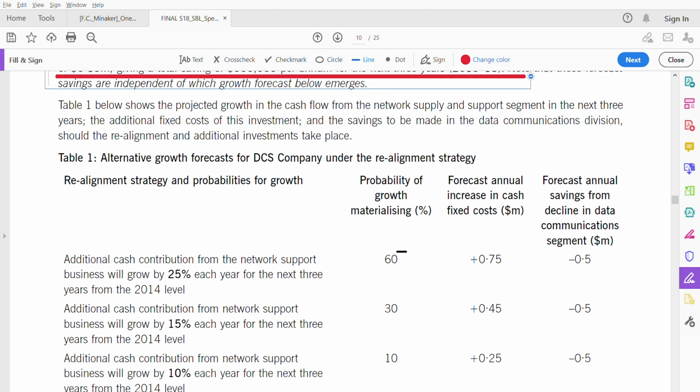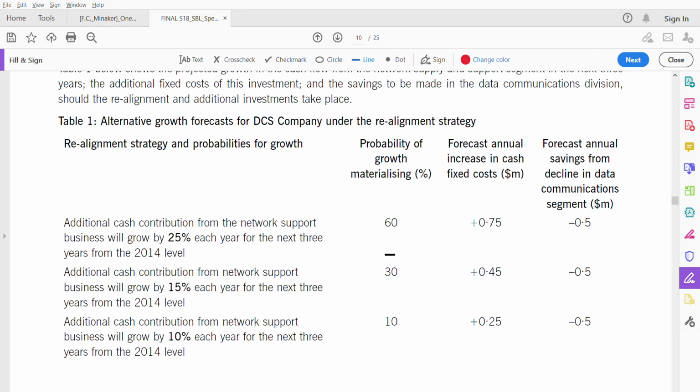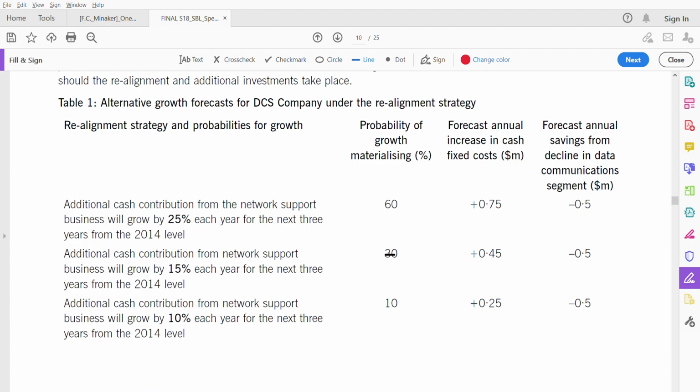Table 1. Table 1 below shows the projected growth in the cash flow from the network supply and support segment in the next 3 years, the additional fixed cost of this investment, and the savings to be made in the data communication division should the realignment additional investments take place. So alternative growth focus for DCS company under the realignment strategy, and the probabilities for the growth. Right? So you can see what's happening to the cash contribution.